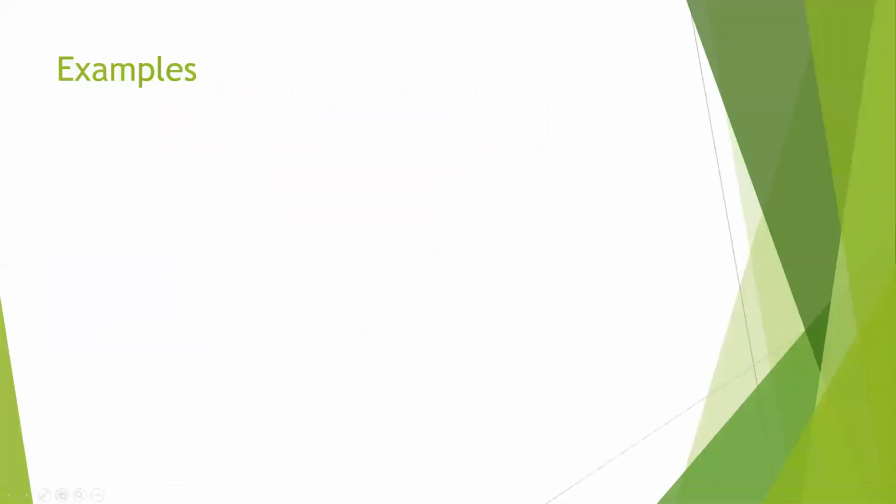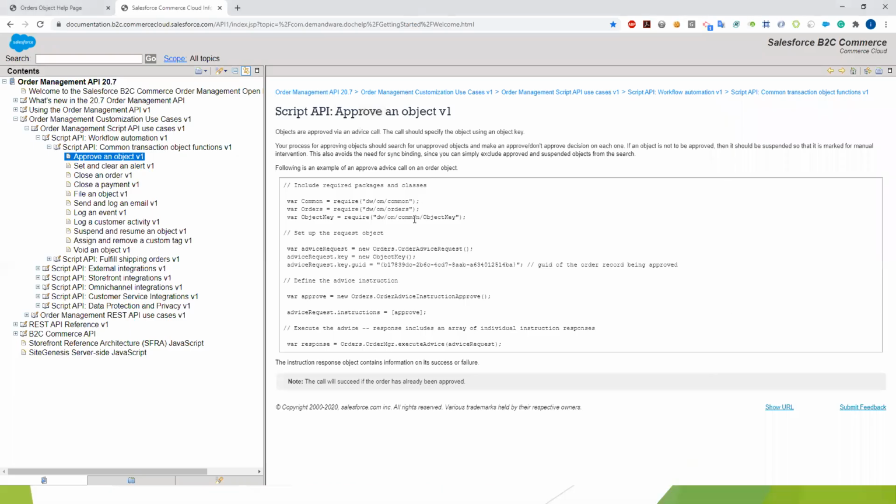So at first, I will include the required packages. And as you may have noticed, the OMS packages start with dw.om. So all OMS packages start with dw.om. Now we should prepare a request, an order request, to communicate with OMS. We will define a variable called advice request, new order.OrderAdviceRequest. Now we should assign the order GUID to the order request.